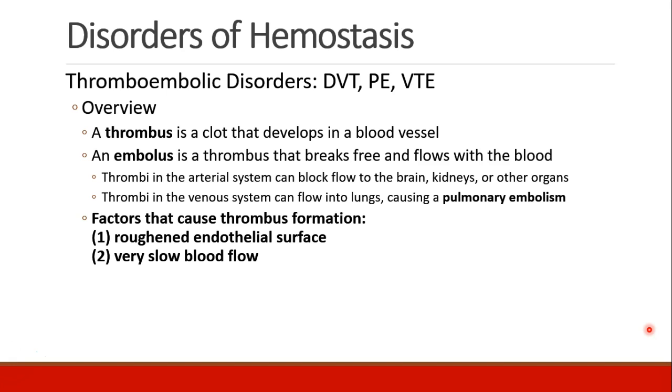A thrombus can block flow to the brain or the kidneys or other organs if it's on the arterial side. On the venous side, a thrombus can flow into the lungs, causing a pulmonary embolism. Thrombus formation is encouraged by a roughened endothelial surface or if blood flow becomes very slow.